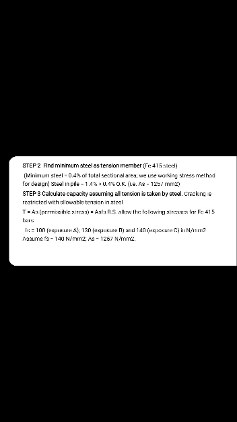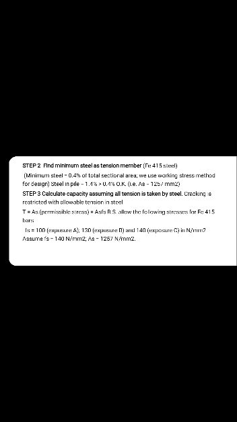Therefore, step 2, find minimum steel as tension member. For calculating the structural capacity, we have three methods: from ultimate load capacity, from working stress using the working load concept, and by the empirical method. Here, the working stress method is used.